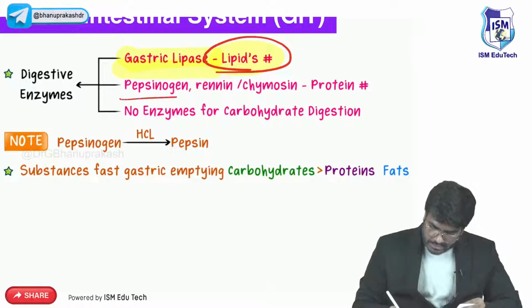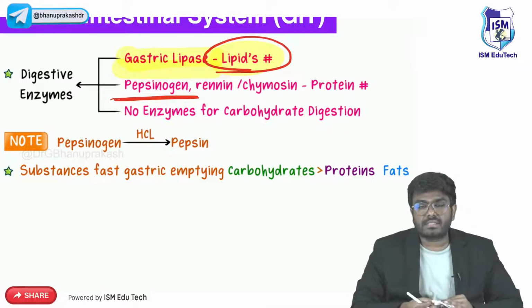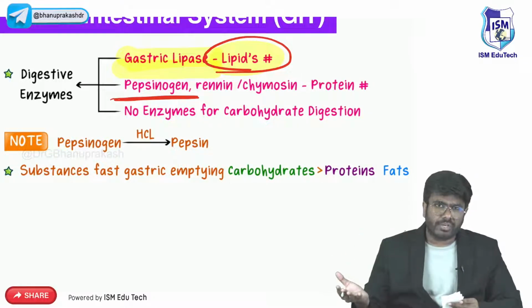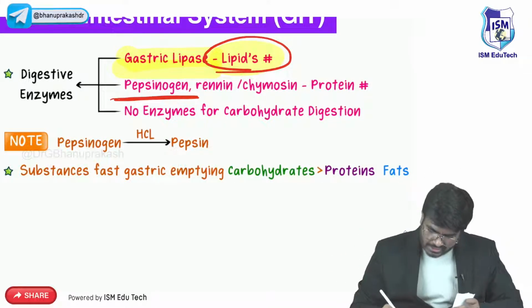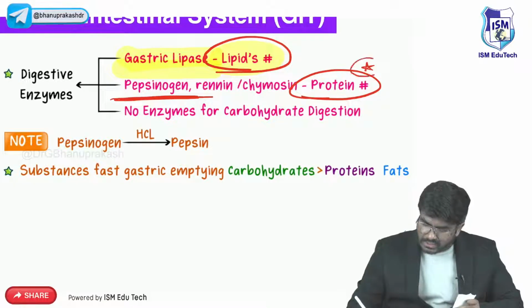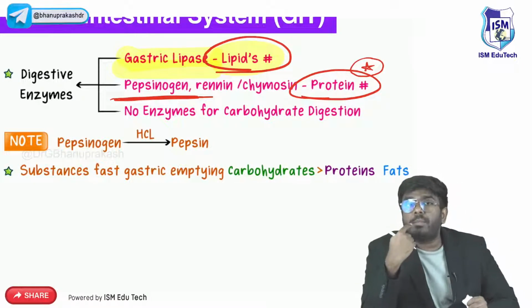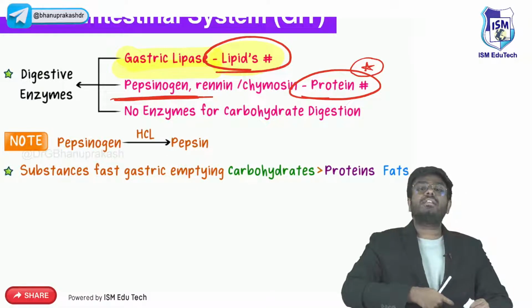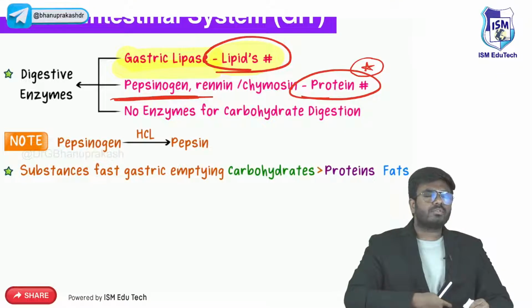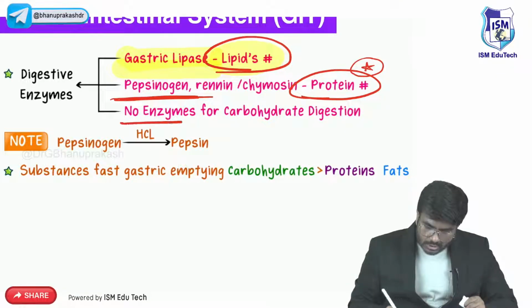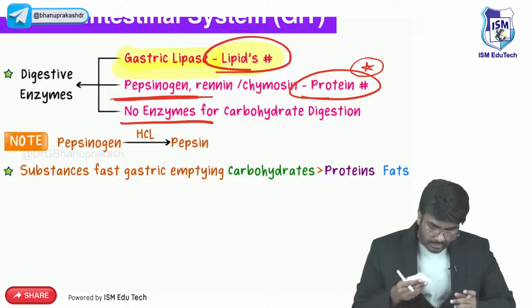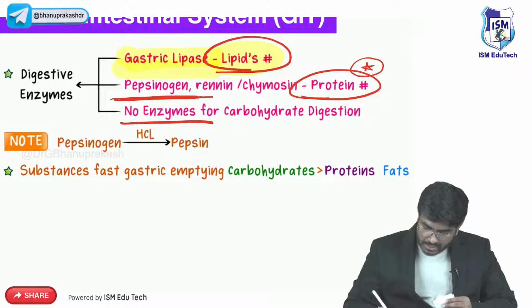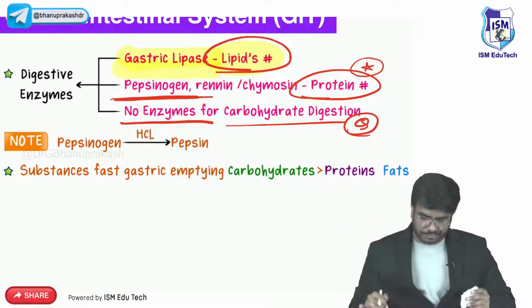And pepsinogen is there. Who is producing pepsinogen? We have discussed that the chief cells produce the pepsinogen. Pepsinogen later will be converted into pepsin, which helps in the digestion of proteins. But remember, in saliva there is no enzyme for protein digestion. In the same way, in the stomach there is no enzyme for carbohydrate digestion. True. So there are no amylases. In the stomach, no enzyme for carbohydrate digestion. MCQ done.